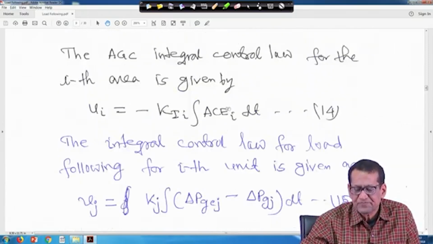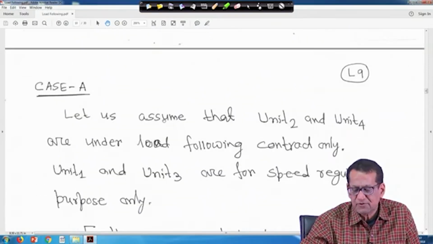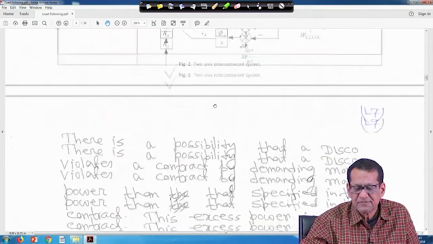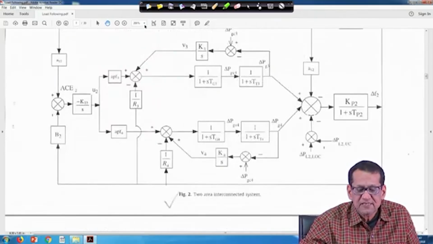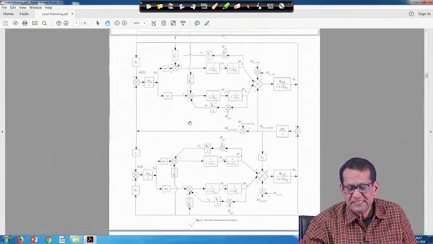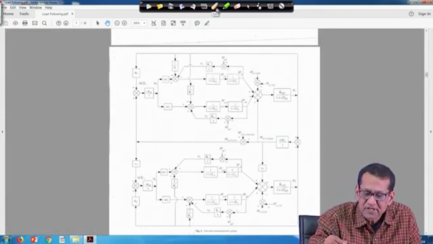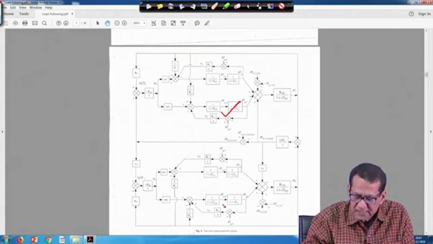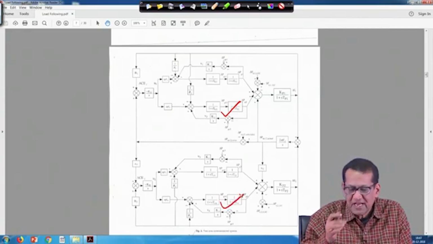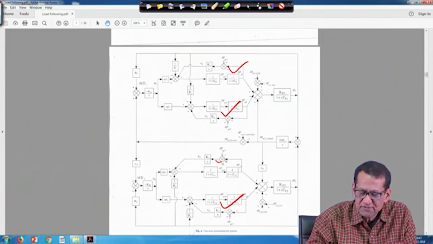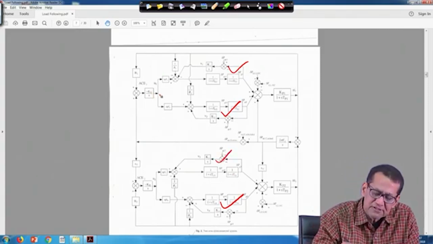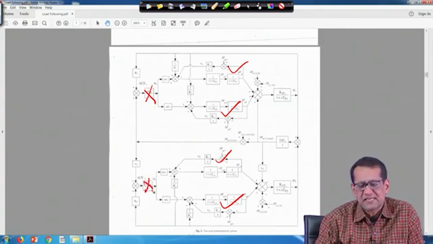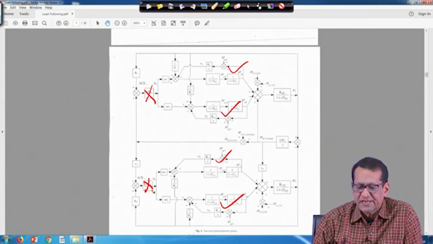That means, in this diagram, unit 2 and unit 4 are under load following. If we come back to this diagram once again, right, this is unit 2 and this is unit 4, these two will be in load following, and these two will be just under AGC, but with no supplementary controller. That means, this part will not be there, this part will not be there, and we will examine this case, because Ki1 and Ki2 are zeros, right.